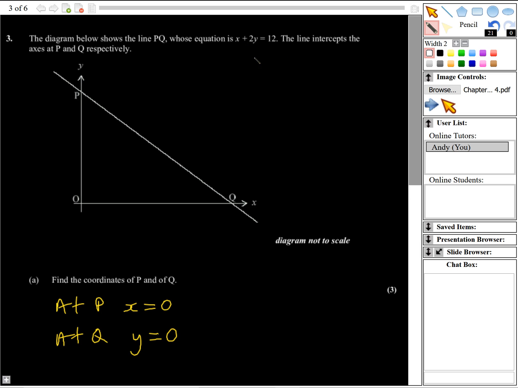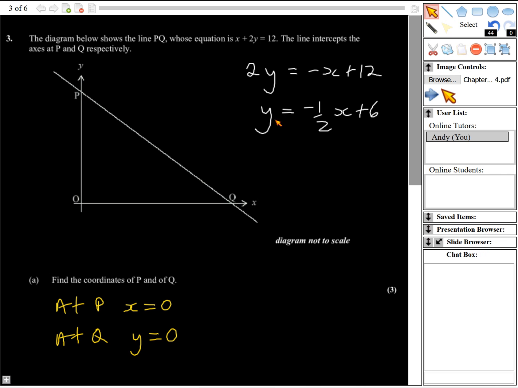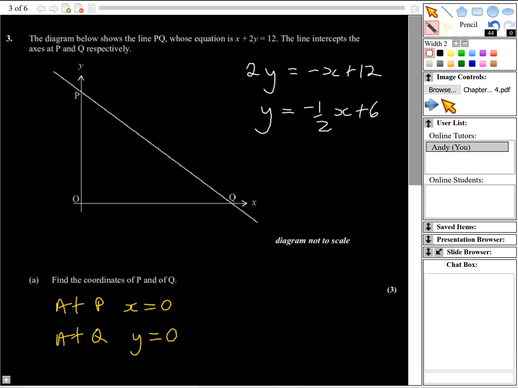So we could say that 2y is equal to minus x plus 12, just moving the x to the other side. And then we divide by 2 and we get y is equal to minus 1/2 x plus 6. So we could type that into our calculator. We could then use the value of x is 0 to work out what y is for this point here. And we could then use the zero function when y is 0 to work out what x is here. So that's one way you could do it.